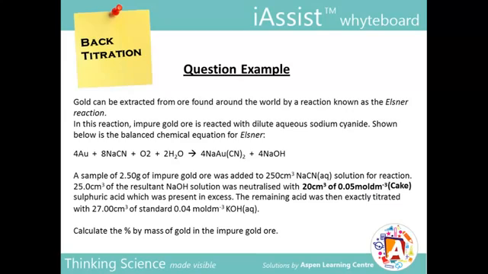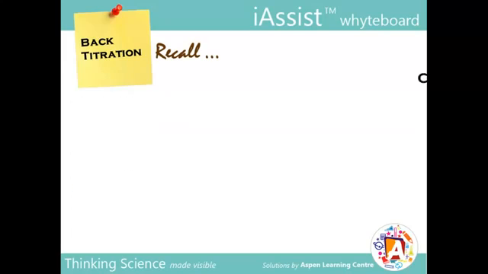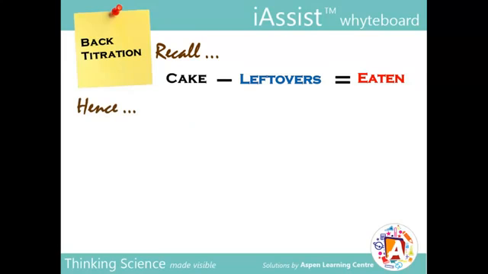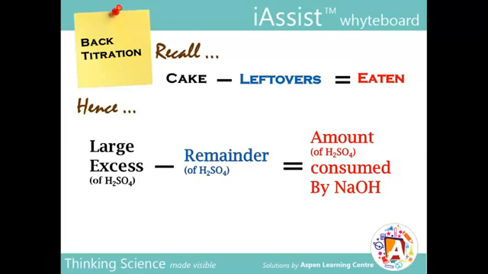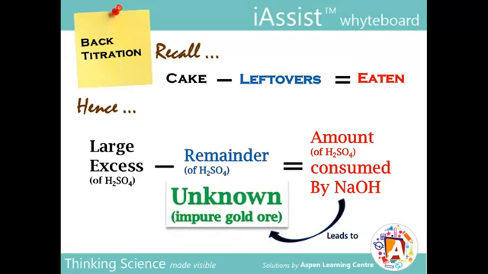So this, the large excess reagent, we shall call the cake. This, the titration itself, is therefore the leftovers, and this will be the eaten portion, which will lead us to solve the unknown. So, recalling from before that whole cake minus leftovers equals eaten, hence, large excess minus remainder equals amount consumed by the NaOH, which will lead us to the unknown.